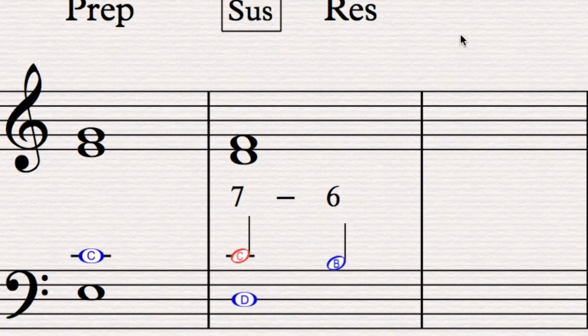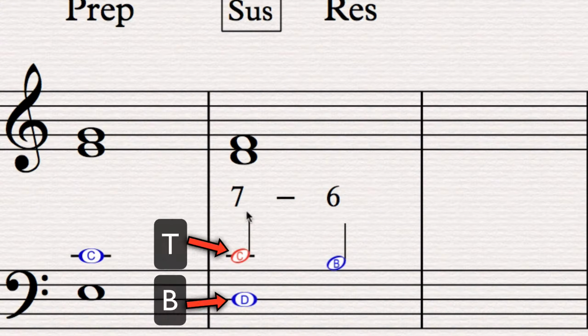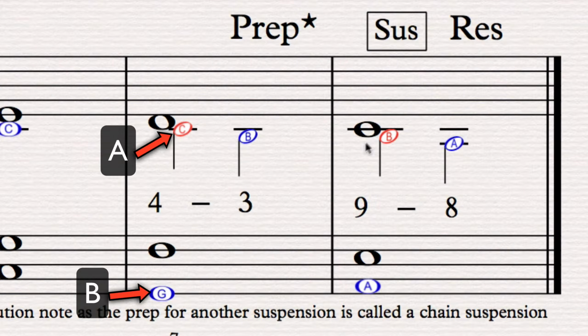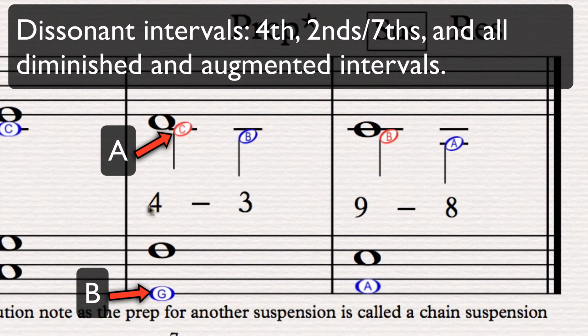When we're labeling these suspensions, we label them by the two-note dissonance that's created between the bass and whatever our suspension is. And so our naming convention then is based upon those numbers. Here it's a 7-6 suspension, here it's a 4-3, and here it's a 9-8. Remember again that fourths are considered dissonant.